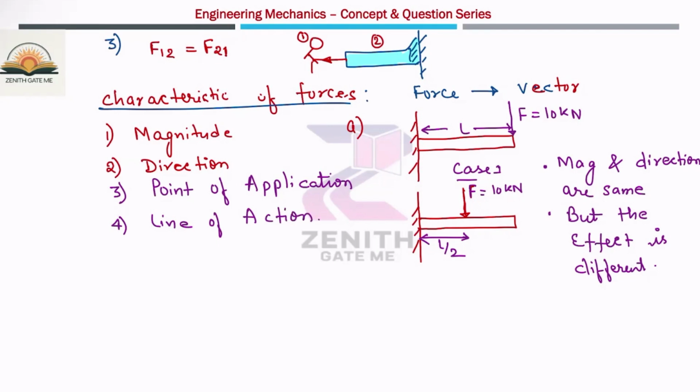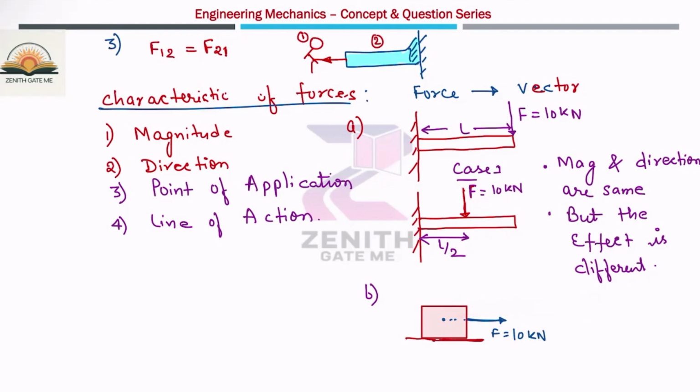What does it mean? For example, there is a rectangular plate which is resting over this surface. Now, if you are applying some force, and this force is passing through the center of mass of this plate, and this force is 10 kilonewton, what will happen to this rectangular plate? It will translate in this direction.